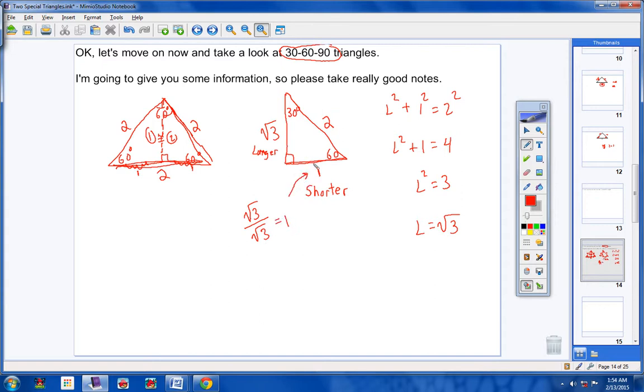So let's go over this again. If I take the shorter leg and multiply it by 2, I'll get the hypotenuse. If I take the hypotenuse and divide it by 2, I'll get the shorter leg. If I take the shorter leg and multiply it by the square root of 3, I'll get the longer leg. If I take the longer leg and divide it by the square root of 3, I get the shorter leg. Okay? Now, I think a lot of this has made sense, but just in case you're a little confused, I've written everything down for you. Some of you understand this and some of you don't, but everybody can use this and memorize this.